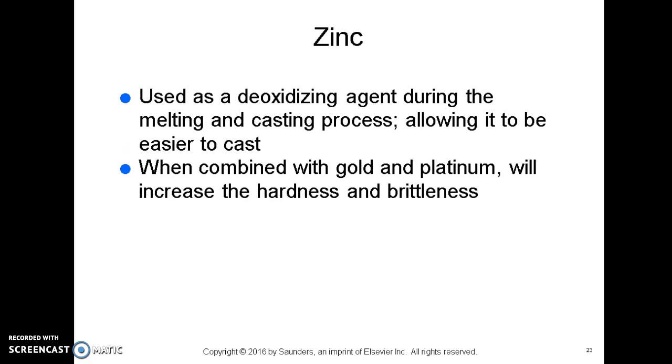Zinc is used as a deoxidizing agent during the melting and casting process, which allows the metal to be easier to cast. When zinc is combined with gold and platinum, this will increase the hardness as well as the brittleness of the new alloy.